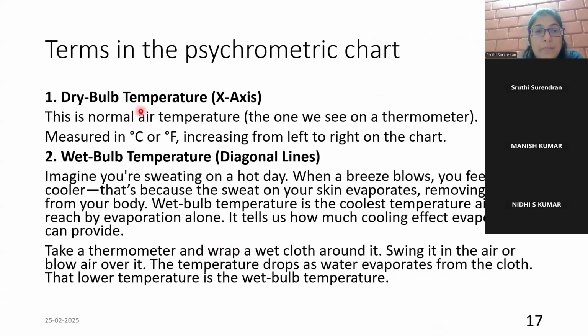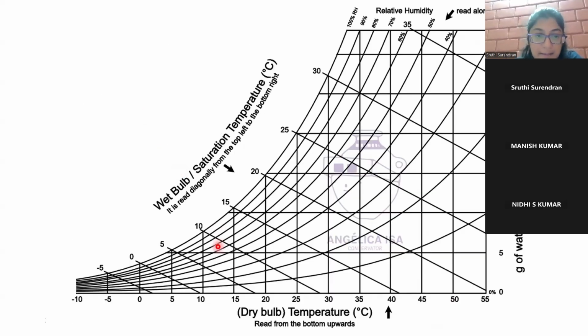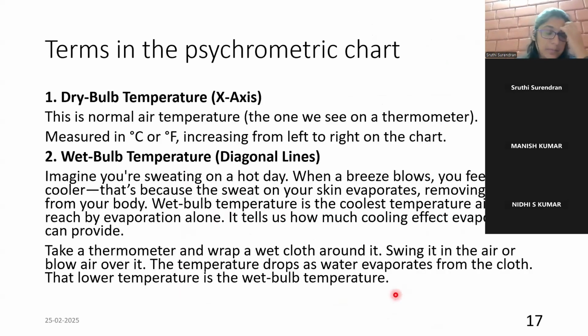Now, similar to dry bulb temperature, there is something called the wet bulb temperature. And this is given by these diagonal lines. You see, the slanting lines over here correspond to some number. This number corresponds to the wet bulb temperature. Now, what is wet bulb temperature?